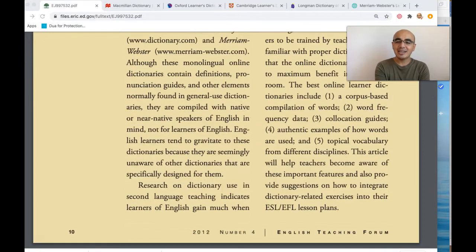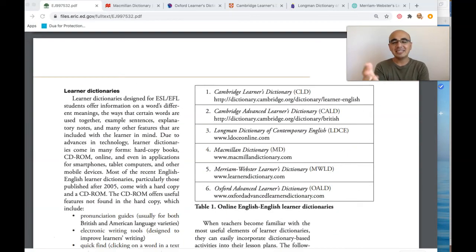So if you are a teacher out there, please take a look at these dictionaries, and I hope that your students who happen to be non-native speakers of English or even native speakers of English will benefit from these dictionaries. So let me just start one by one with some of the features of these dictionaries.